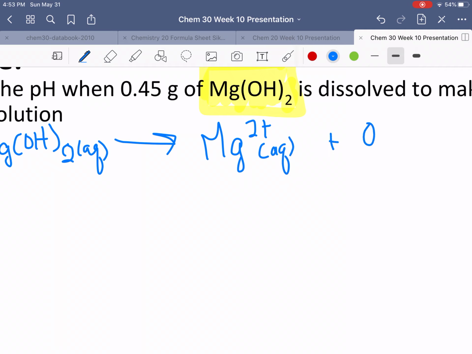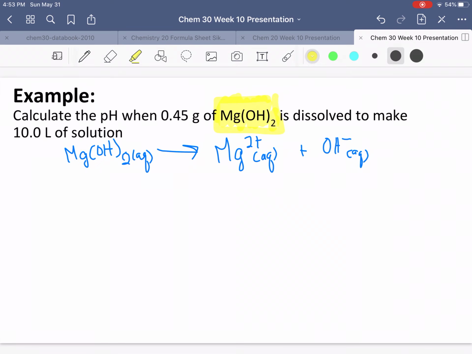Now, the two ions it produces, of course, are magnesium 2+ and hydroxide. But recognize something here, guys. I have two hydroxides that are reacting and/or dissociating, which means I have to have 2 hydroxides being produced. That's a huge deal. It is not a 1-to-1 ratio between the magnesium hydroxide and the hydroxide ions. Big deal. Huge.